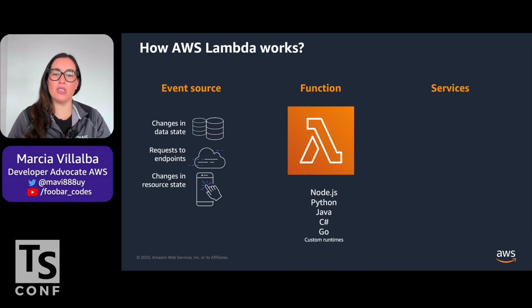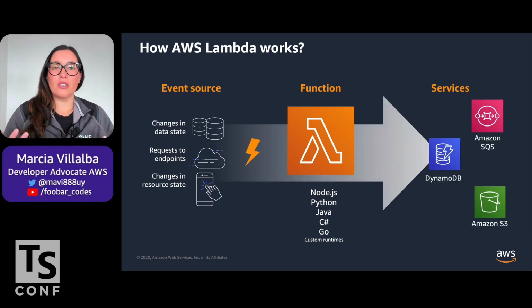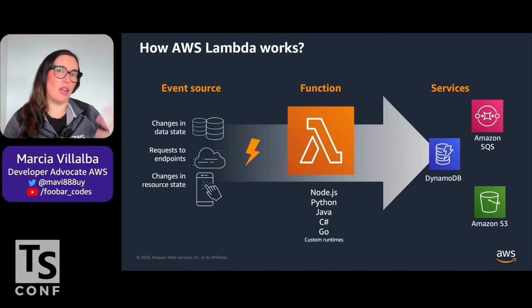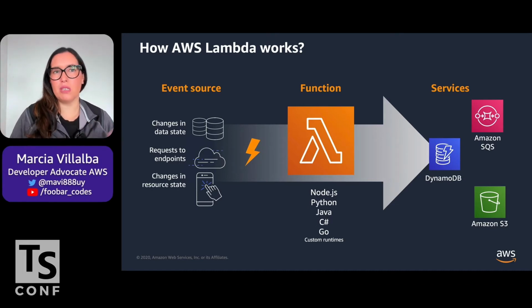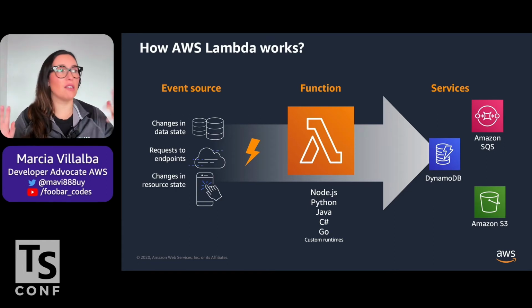And then Lambda functions can be written in any language that you imagine, and you can also bring your own custom runtimes. Then the Lambda function can do whatever you imagine. It can call other AWS services, it can run some business logic and do some processing or aggregation or whatever you imagine. It can make calls to HTTP resources, I don't know, whatever you imagine.